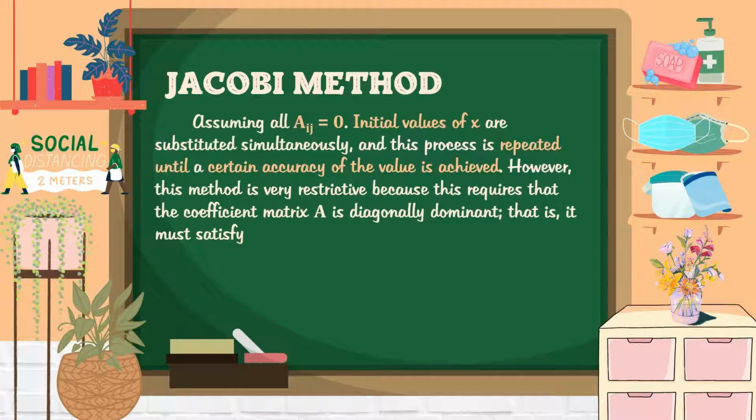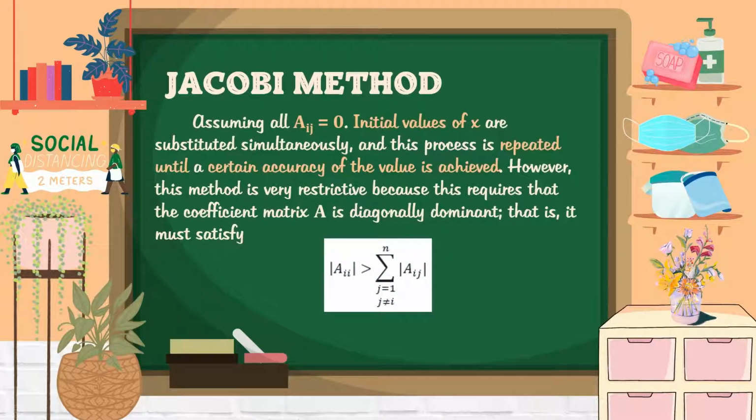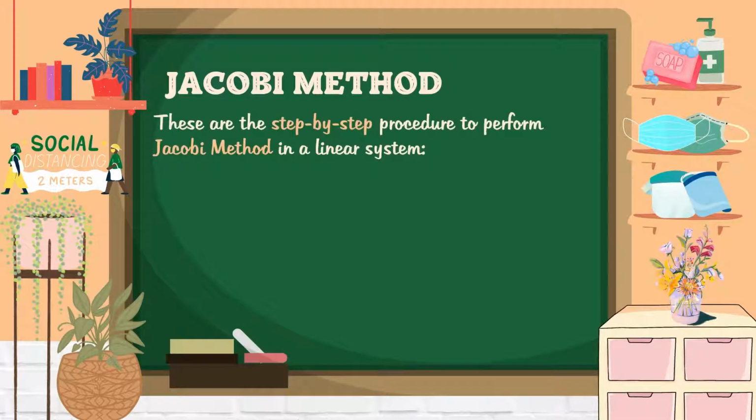However, this method is very restrictive because it requires that the coefficient matrix A is diagonally dominant. That is, it must satisfy that the diagonal coefficient of matrix A is greater than the summation of a sub ij. In connection with this, here is the step-by-step procedure to perform the Jacobi method in a linear system.